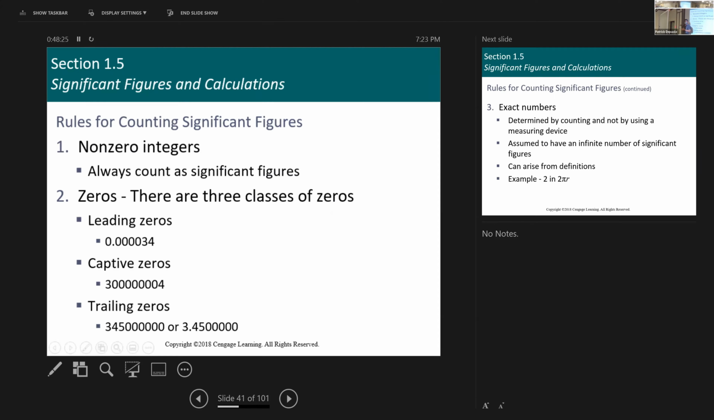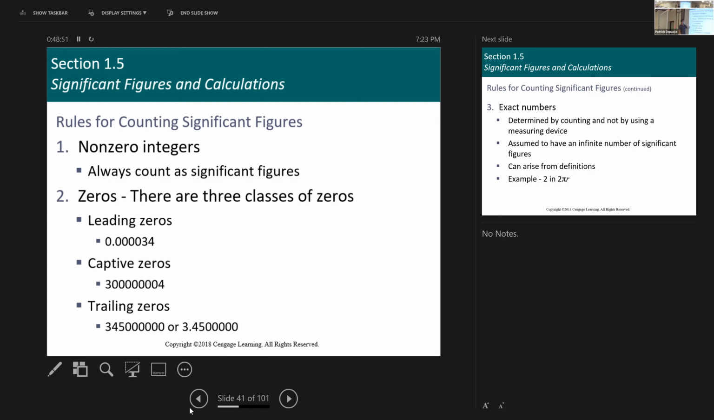So sig figs, significant figures. I hate sig figs, but you have to learn them. Every time you see a non-zero number in a measurement, it is significant. Why? Because you measured it. If you measure it, it has to be part of the calculation, or part of the measurement. So you see those and you record them.